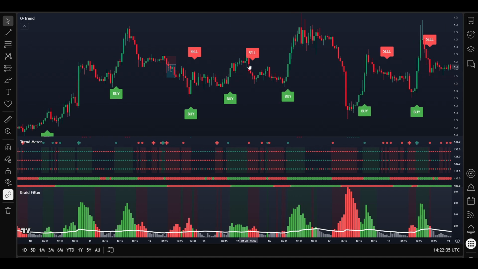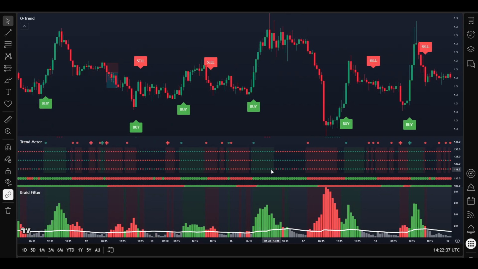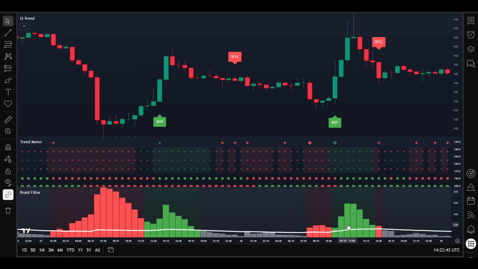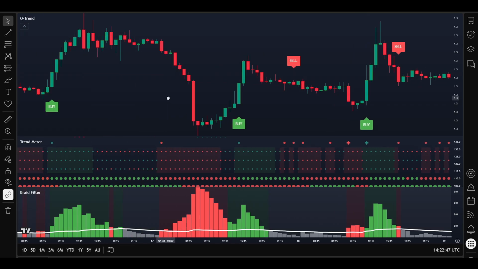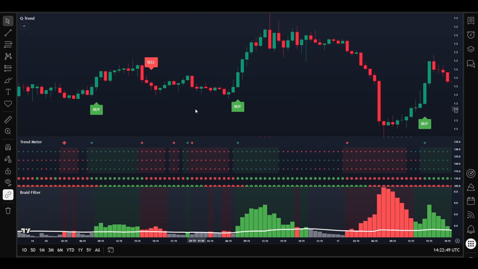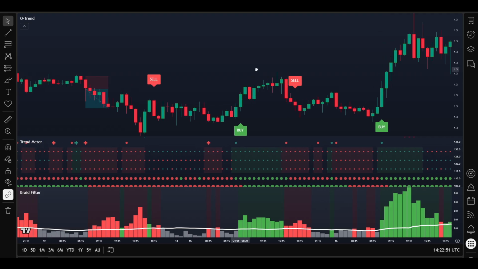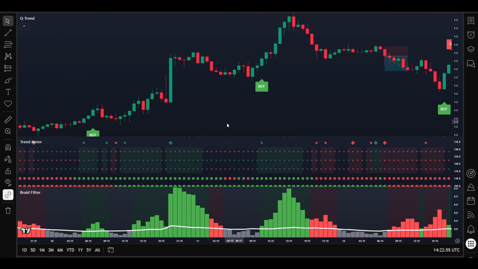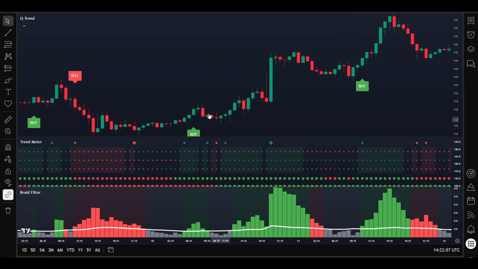Final recap. Direction and raw triggers come from QTrend labels. Strength comes from the trend meter, showing a clear run of dots in the trade direction. Participation comes from the braid filter closing above its average with the correct color. Confirm on the close, enter on the next open, place the stop beyond structure, and keep the target fixed at 1.5 R. If any box is unchecked, there is no trade.